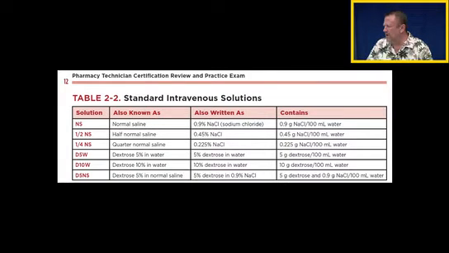All right, so on your American Society of Hospital Pharmacy Technician Certification Review and Practice Exam electronic form of the book, we're on page 12, and there's a table here that says Standard Intravenous Solutions, and I wanted you guys to be very well aware of that. NS is normal saline. It's 0.9. Please always put the leading 0 on your numbers when you write this out. And when you want normal saline, please don't write out 0.9% sodium chloride. Just write normal saline.